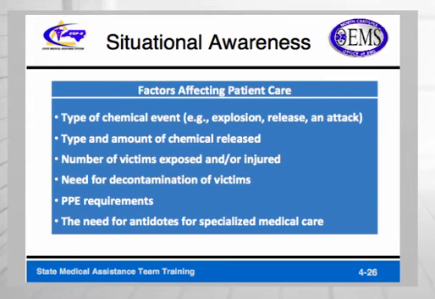In addition, staff in receiving facilities will need to know whether they need to activate their emergency response plan, particularly if there's going to be a need for mass patient decontamination. This slide presents some specific information of interest to healthcare providers attempting to care for victims. Important to consider are the type of chemical event, type and amount of the chemical released, number of victims exposed and or injured, need for decontamination of victims, number of field workforce responders who may be affected, PPE requirements, and the need for antidotes or specialized medical care.